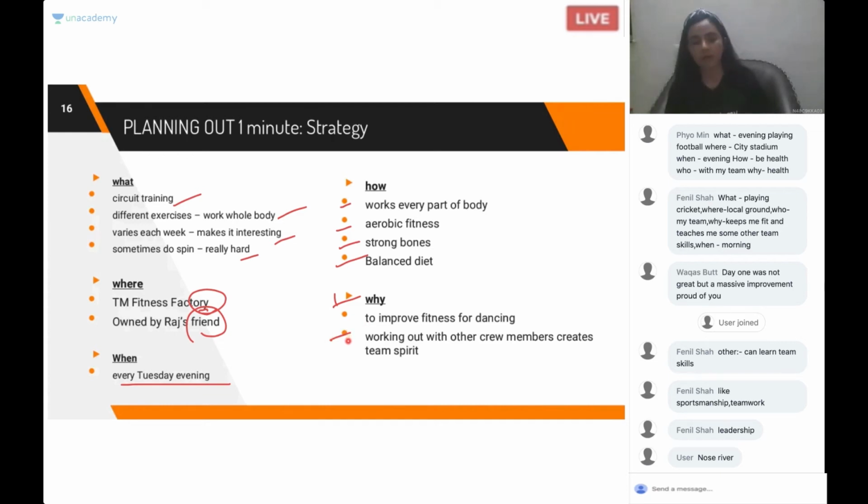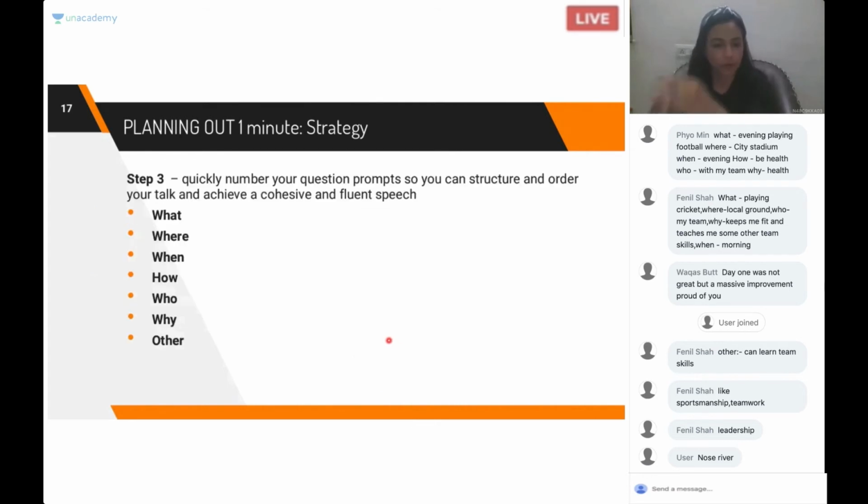So working out with crew members creates team spirit, right? And there were a couple of points that Funnel gave, right? Like leadership, sportsmanship, and so many other points. So the last tip is to quickly number your question prompts so you can structure and order your talk and achieve a cohesive and fluent speech, right? So once you're done with putting your prompt words, and having your keywords following those prompt words, obviously you would not have time to rearrange them and write them again to structure and order them. I have a quick tip to do that.